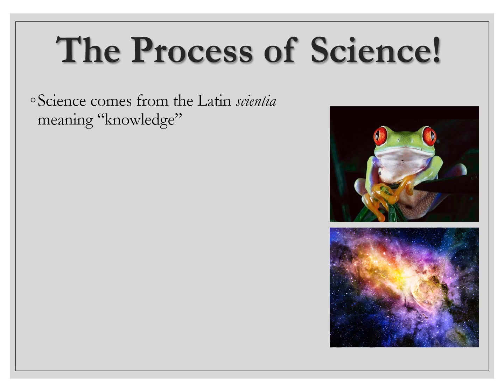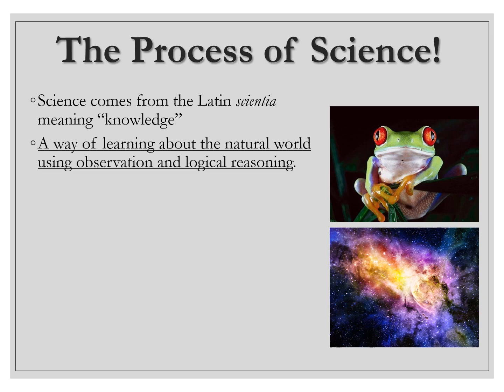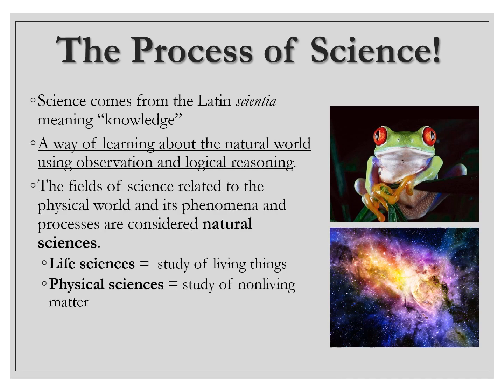So speaking of the scientific method, we're going to talk a little bit more about the process of science. And the word science comes from the Latin word scientia, meaning knowledge. So science is really a way of learning about the natural world using observation and logical reasoning, right? So we observe the world, and then we're going to come up with some logical explanations for why things are happening the way they are. And the fields of science that are related to the physical world and its phenomena are considered natural sciences.